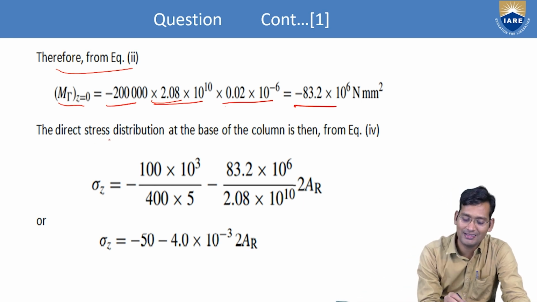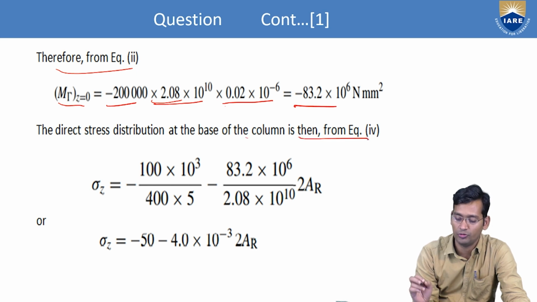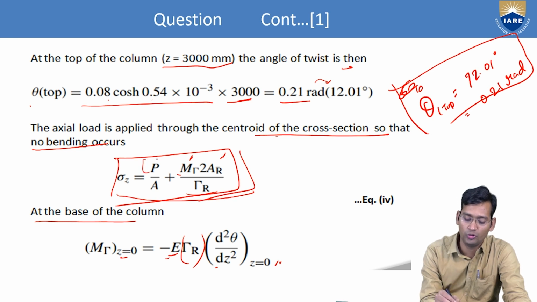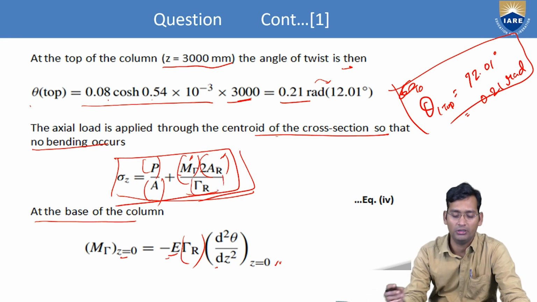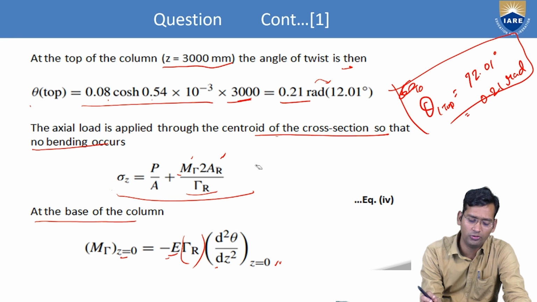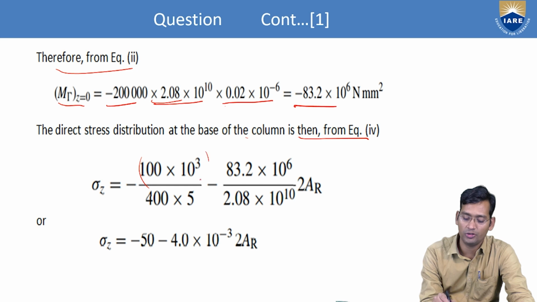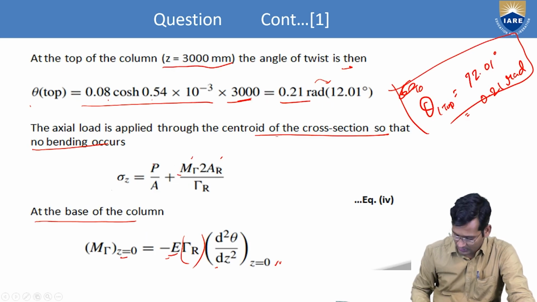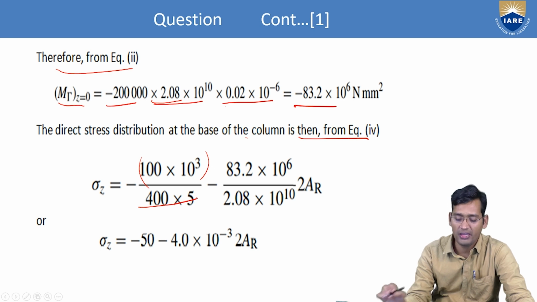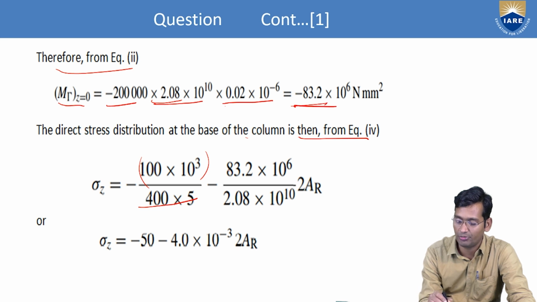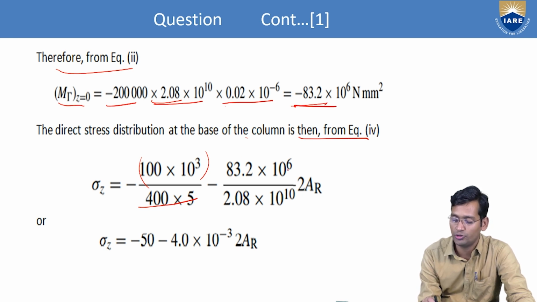Next, the direct stress distribution at the base of the column is then from equation 4. So let's see equation 4 right here. Put the value of M, because we know P, A, and M tau we found, 2AR we already found, and tau R we know, right? So now we know everything, just put in the values. So sigma z equals 100 into 10 to the power 3, right? So this is P by area, 400 into 5, then plus, but the value we are getting is minus 83.2 into 10 to the power 6 by 2AR, right?